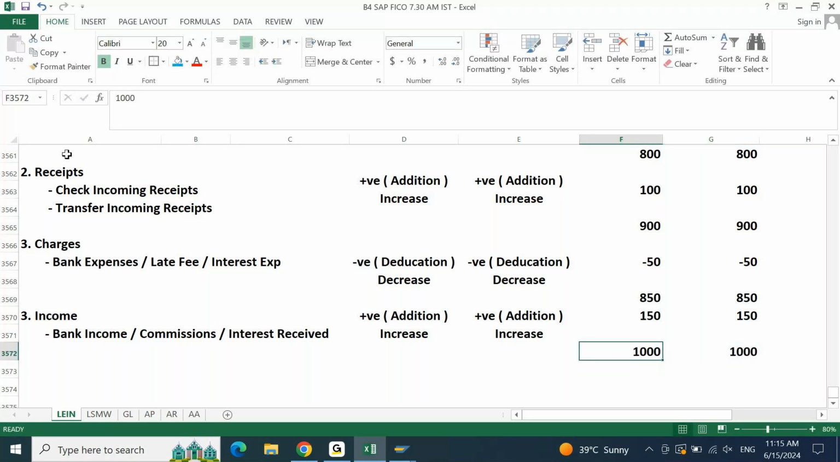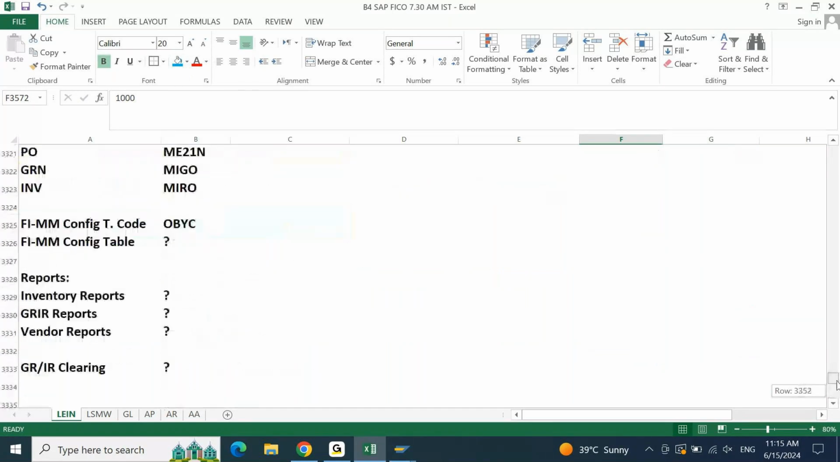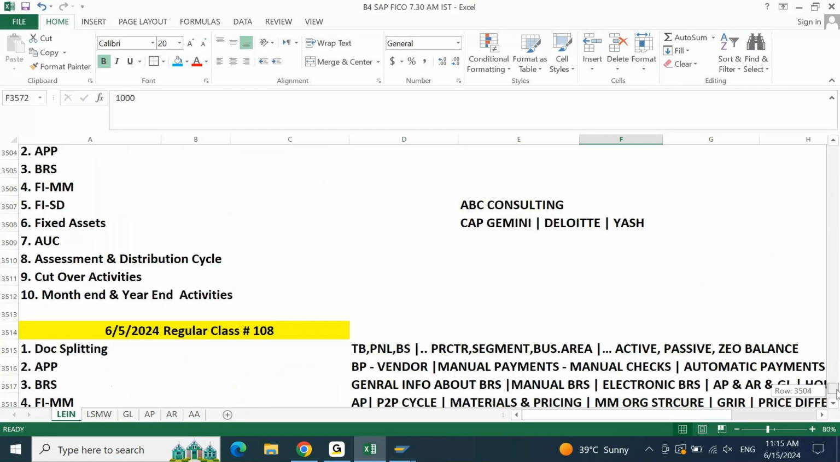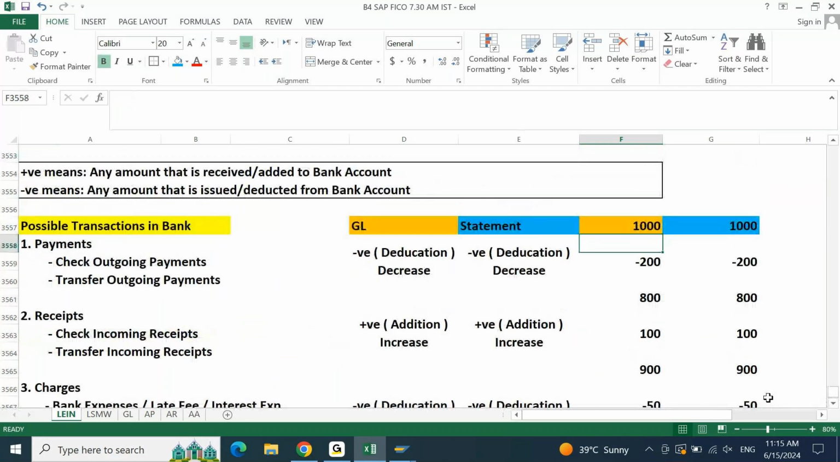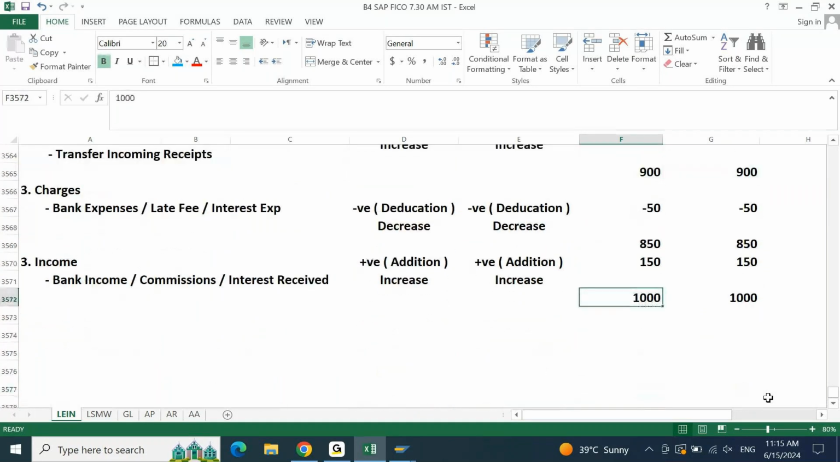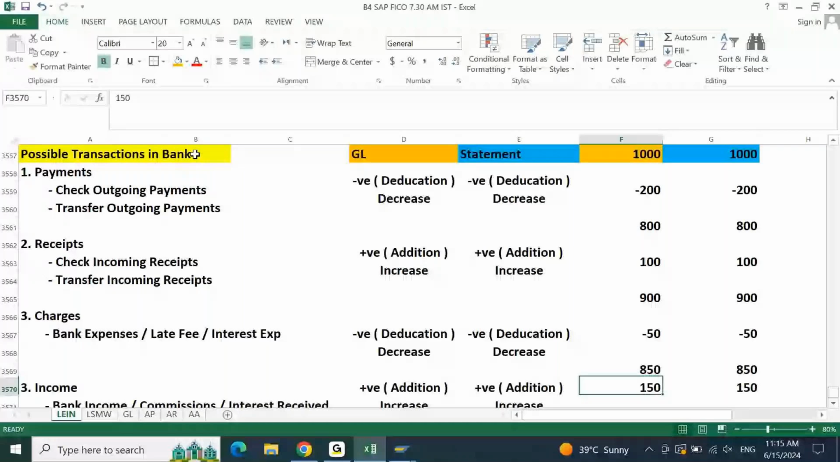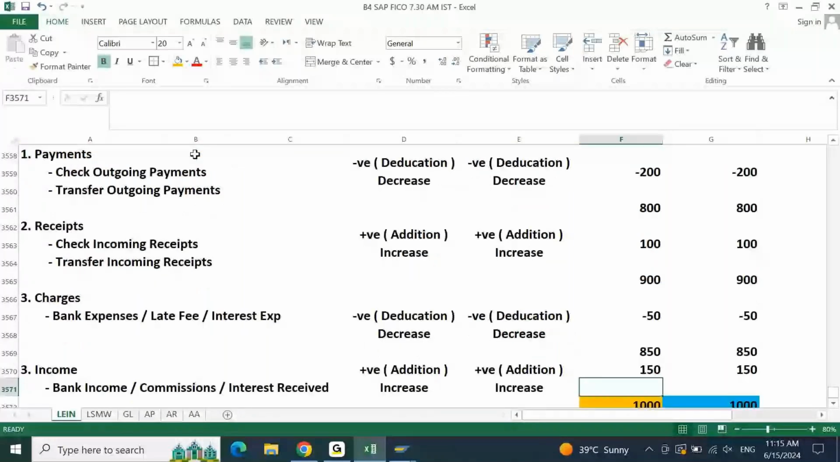Now my opening balance is 1000. Again I brought my closing balance to 1000 here, and my opening balance and closing balance I brought to the same number. 1000 on the top, 1000 on the bottom, but there are different transactions in between. Now how are we going to handle these transactions? First you need to understand why my opening and closing balance is 1000.